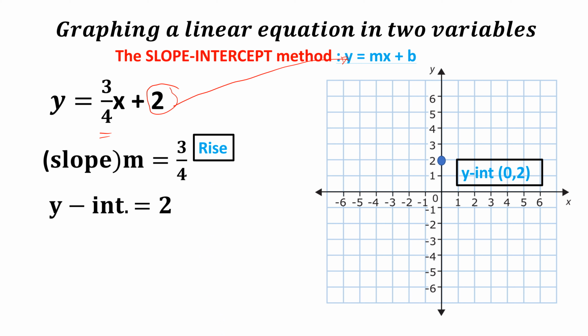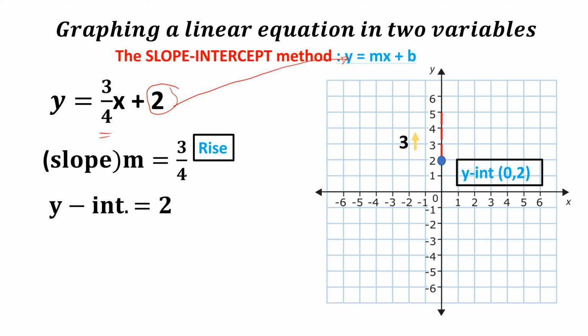From the slope, which is 3/4, the 3 represents the units in y, the rise. The 3 is positive, so that means from the y-intercept we need to go up 3 units. So 1, 2, and 3. We will not make a point there because we have to temporarily stop.